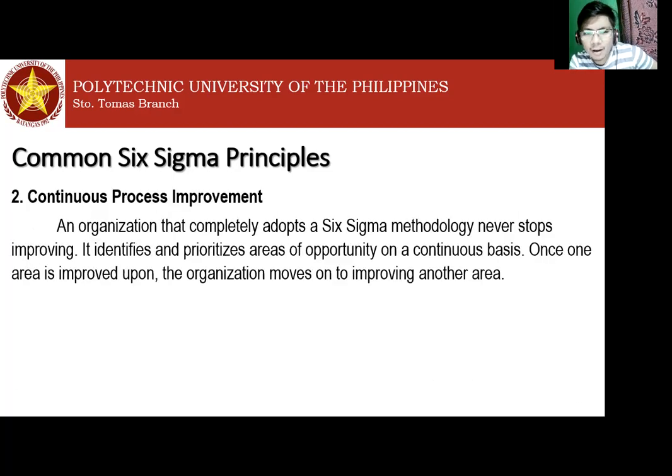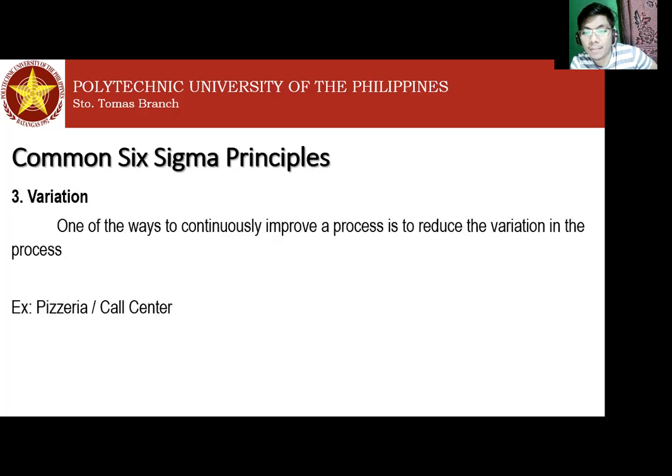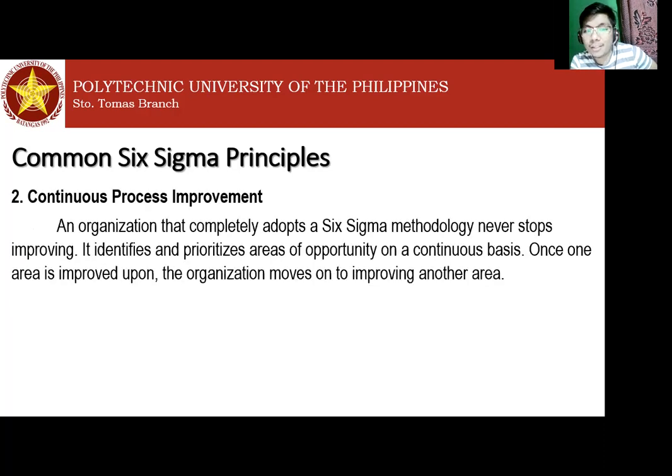Another principle of Six Sigma is continuous process improvement. An organization that completely adopts a Six Sigma methodology never stops improving. It identifies and prioritizes areas of opportunities on a continuous basis. Once an area is improved upon, the organization moves on to improving another area. Or, mas ini-improve pa nila yung area na na-improve nila previously.